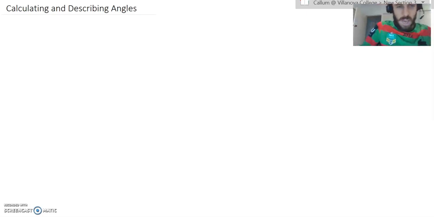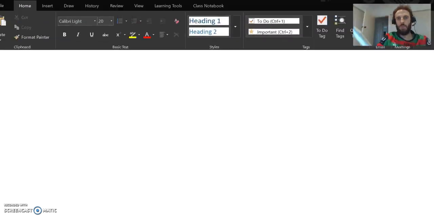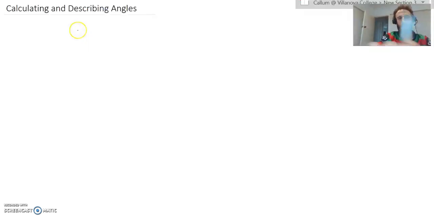Alright boys, we're talking angles in this one and we're looking at can we calculate and describe angles. It starts off on a pretty small baseline, just being can you describe the different types of angles. Keeping in mind that we'll probably venture into some of the more complex ones as opposed to what you've done in years previous. So let's look at first of all the basics.